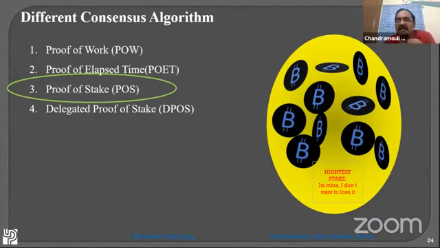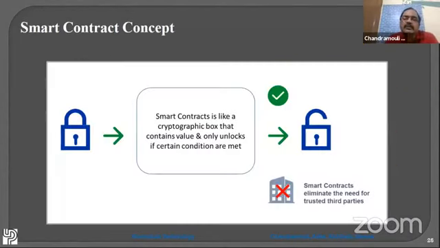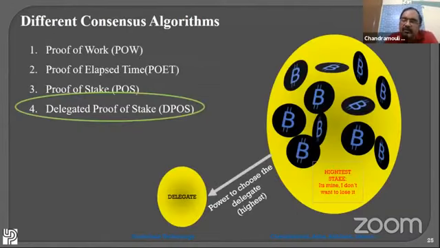In other words, they need to certify the new block. That is called proof of stake. And the fourth very famous principle is called delegated proof of stake. In delegated proof of stake, the proof of stake is delegated.